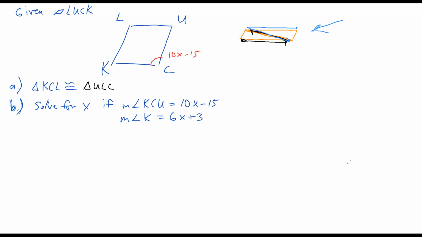And then angle K, they assume, we still maybe have that diagonal drawn in, but it's not there anymore. So that's why they do KCU and just K for the other one. This one is 6x plus 3.